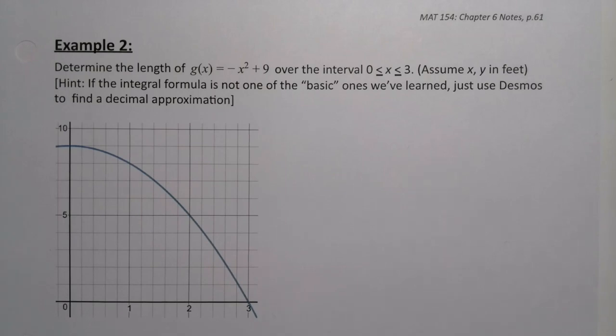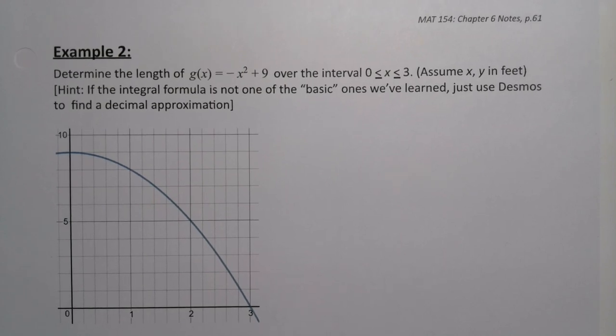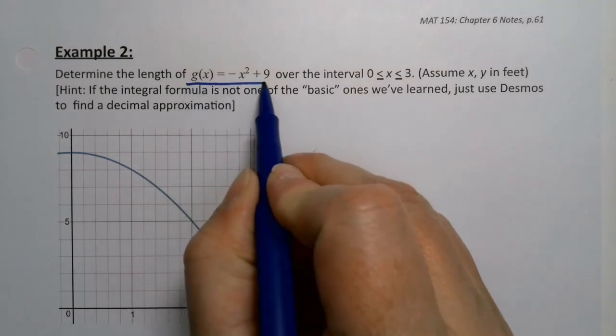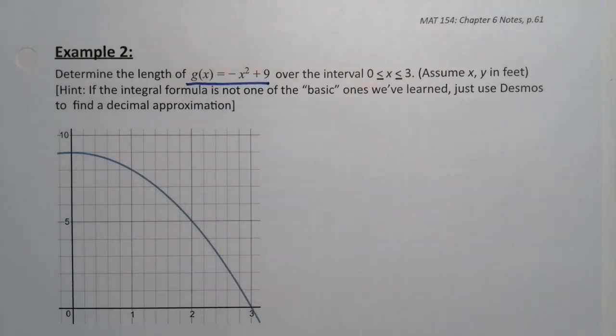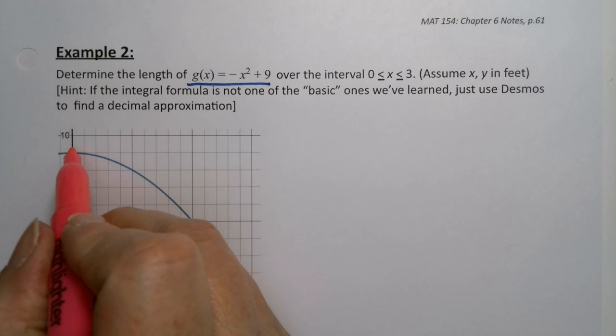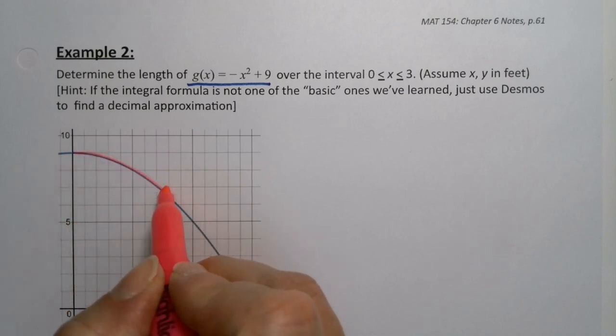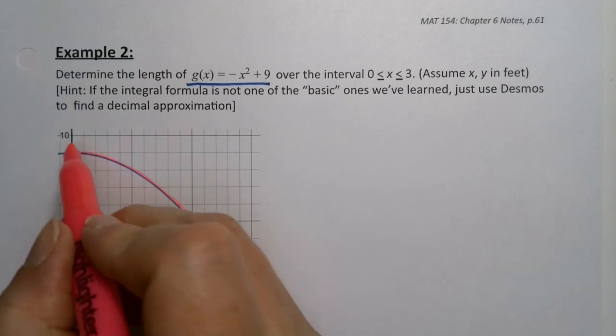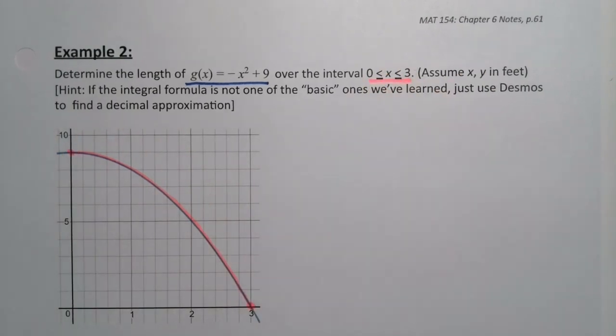Now we want to try another example of finding arc length, but this time the integral might not be so easy to find by hand. So we'll notice that g of x is given right here, which is negative x squared plus 9. And we want to find the arc length over the interval 0 less than or equal to x less than or equal to 3, which conveniently enough is what I already drew for my graph. So that works out nicely for me.